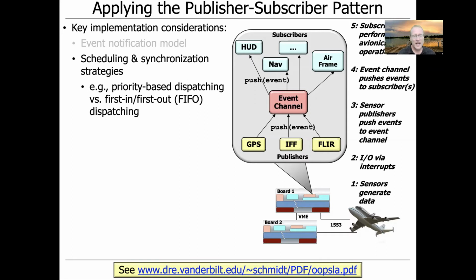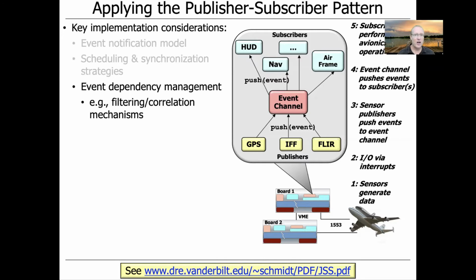Another thing to note was that the POSA 1 book talked about the pattern more from an enterprise computing point of view. And we were dealing with real-time embedded systems. In fact, as we'll see shortly, distributed real-time and embedded systems. So that required us to think more about scheduling and synchronization strategies. And so we came up with some really clever techniques that used priority-based dispatching, used first in, first out, or FIFO dispatching in order to be able to preserve the real-time properties and real-time deadlines in our system. And once again, the pattern in the POSA 1 book got us started, but we had to think through a lot of the tricky implementation issues to make things work.